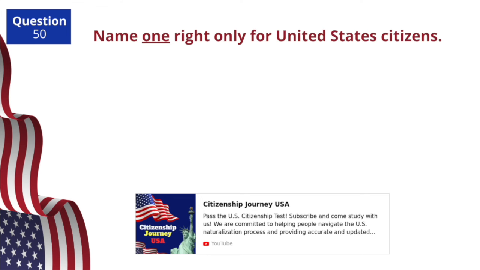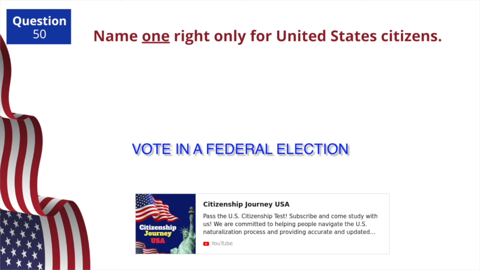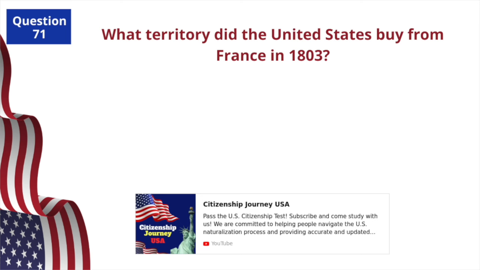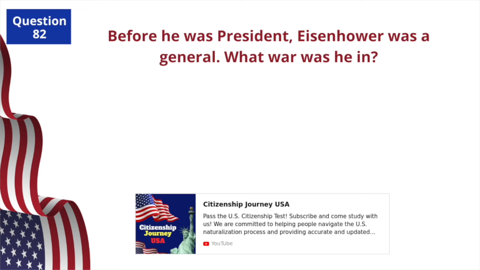Name one right only for United States citizens. Vote in a federal election. What territory did the United States buy from France in 1803? The Louisiana Territory. Before he was president, Eisenhower was a general. What war was he in? World War II.